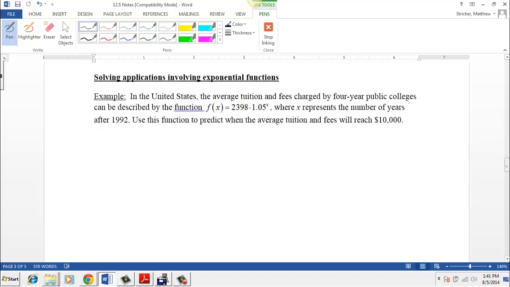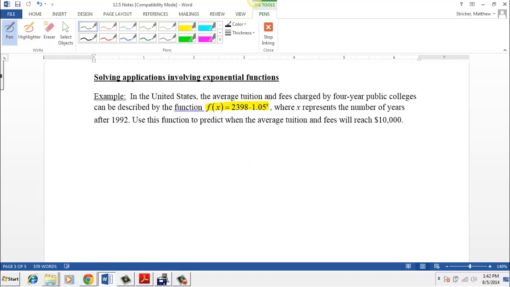Okay, so our next example here talks about tuition, which should be of interest to you since you're a college student. It says in the United States, the average tuition and fees charged by a 4-year public college can be described by the function, and it gives us that f of x is equal to 2,398 times 1.05 to the x power. So we're not having to write down or come up with our own formula. We're given a formula. It says x represents the number of years after 1992, and it says use this function to predict when the average tuition and fees will reach 10,000.